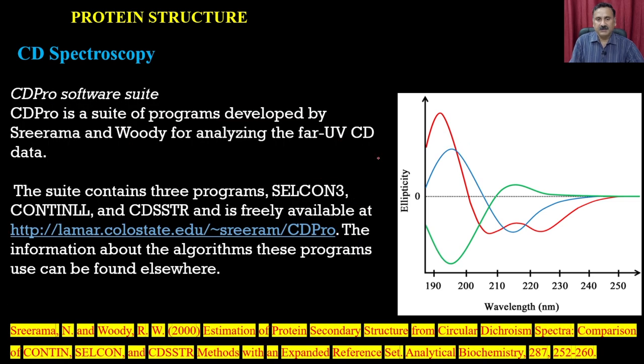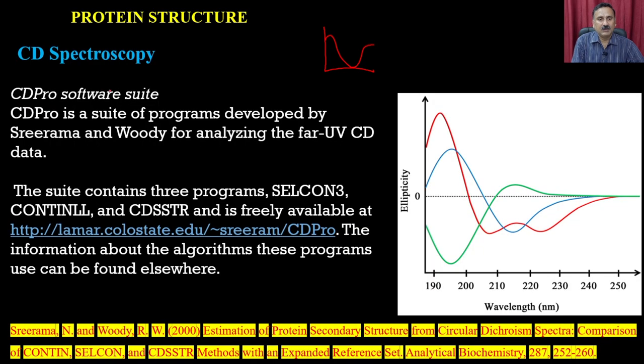Now, once you have got the CD spectra of the proteins, and suppose you have corrected for the blank and all that, you are going to get the corrected, processed data.